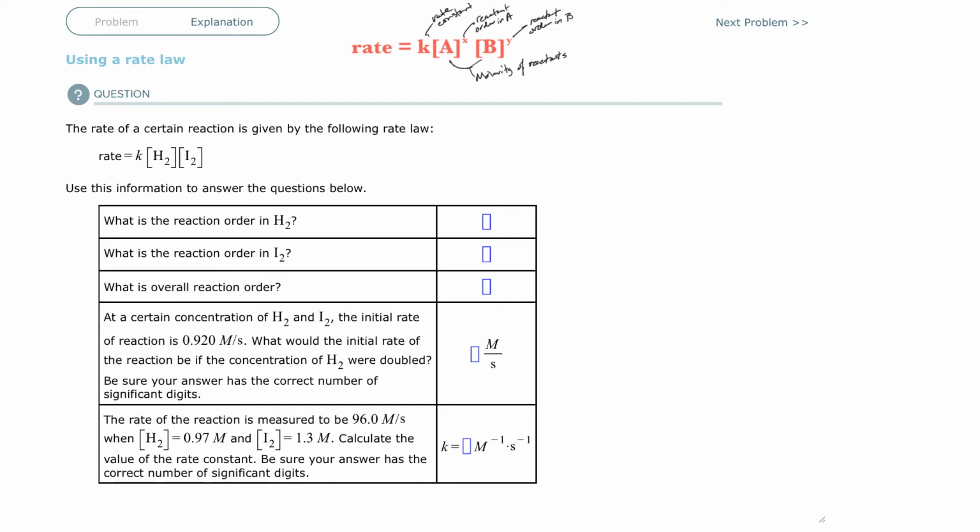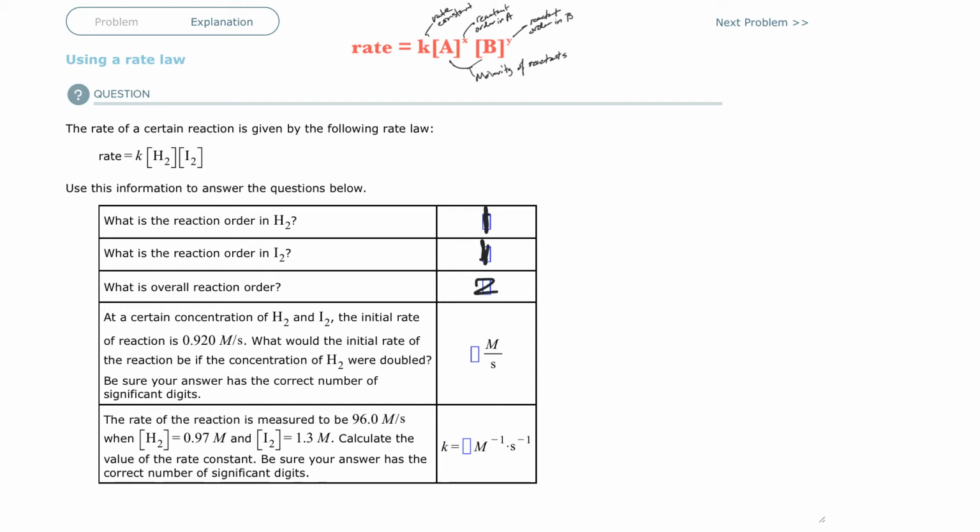The first three questions are saying, what's the reaction order of H2? So go back to what they give us. We have the rate law here: some kind of a constant times the concentration of A, so that's the hydrogen, and it's raised to the 1 power. If there's nothing there, it's considered raised to the 1. The I2 is also raised to the 1. So what is the reaction order of H2? It's a 1. What's the reaction order of I2? It's a 1. What is the overall reaction order? You're going to add those ones together, and you're going to get 2.